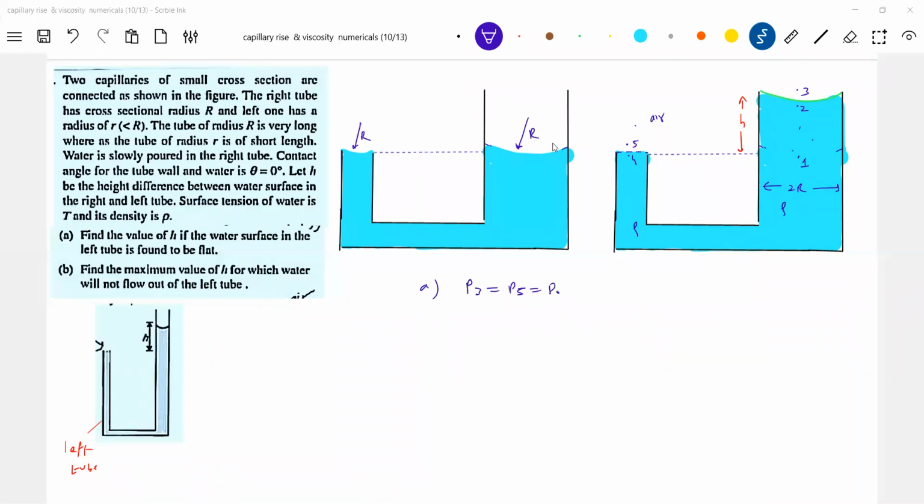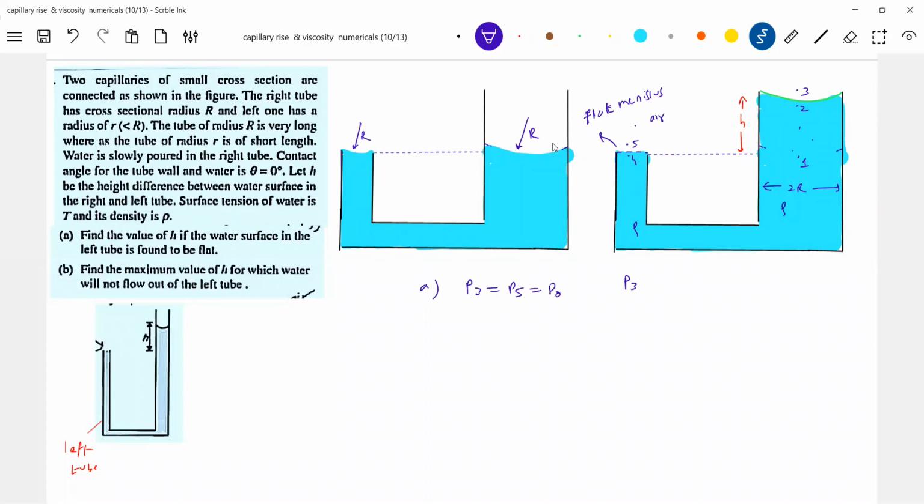The radius of the left tube is smaller. Okay, fine, capital R is what I'm writing. Meniscus will be flat here, so here you write it: flat meniscus. Okay, let's write here now. P3 equal to P5 equal to P naught.